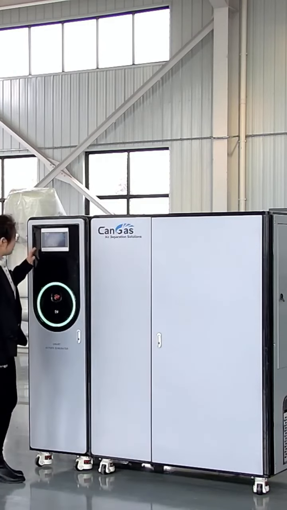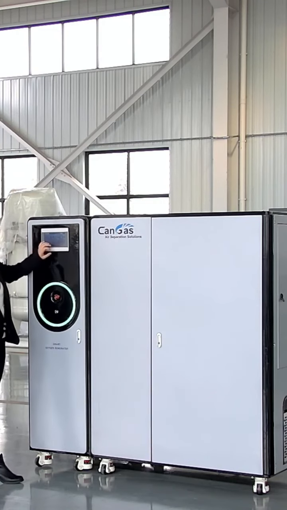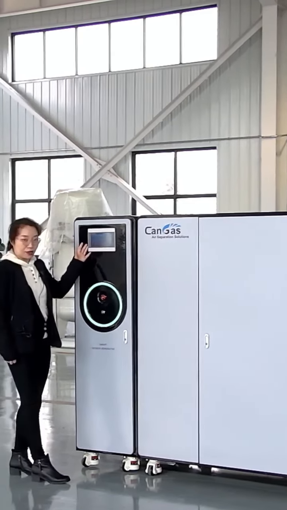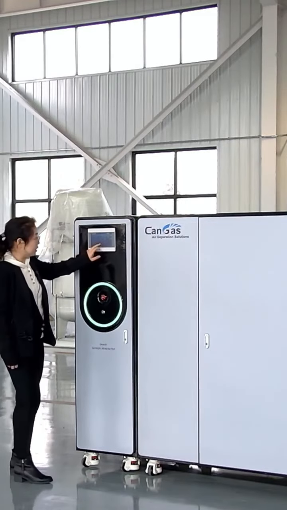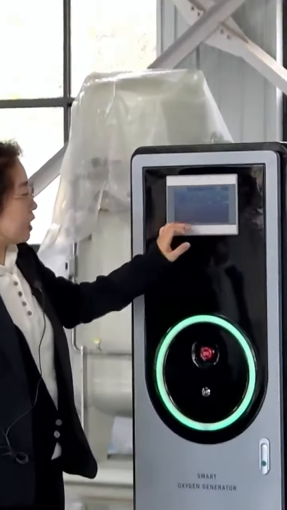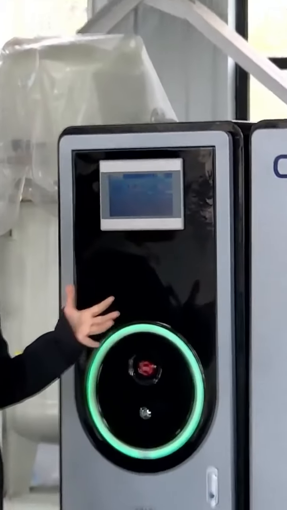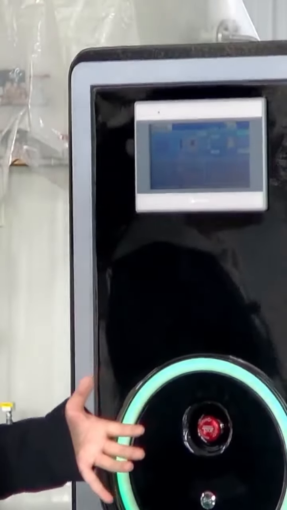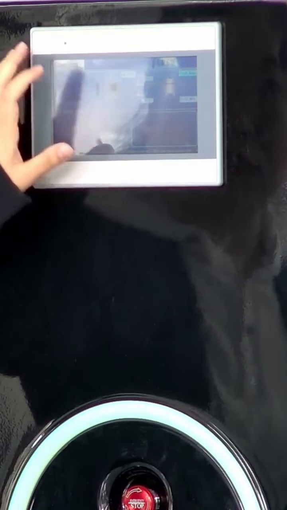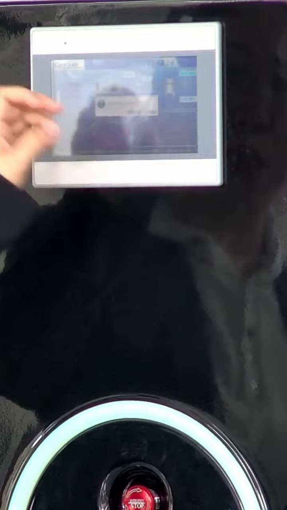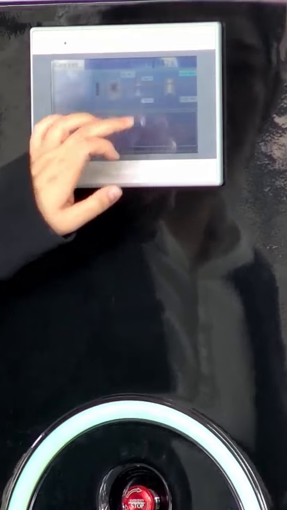Let's see our touch screen again. There are different languages. For example, you can use English, and you can use Chinese, and we can set others, such as French, Spanish, and Russian, as per your requirements. Okay, let's see that. It can remotely stop your system and monitor the whole process of your system.